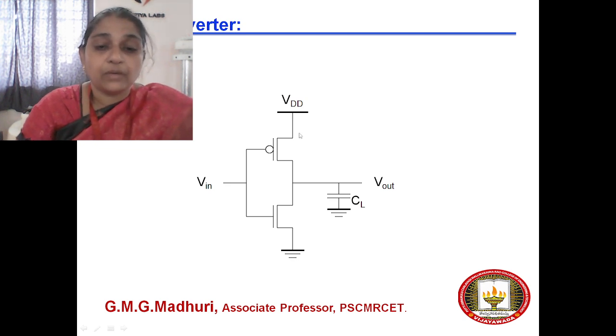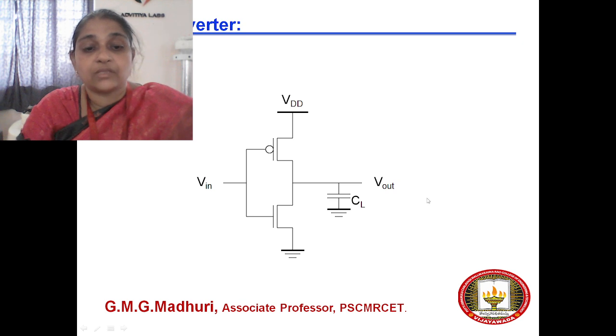Looking at the operation, as I told you, when you apply logic 0 at the input, you get the complement at the output. So when a logic 0 is applied at the input, a logic 1 is obtained at the output. And if we apply a logic 1 at the input, the output will be a logic 0.